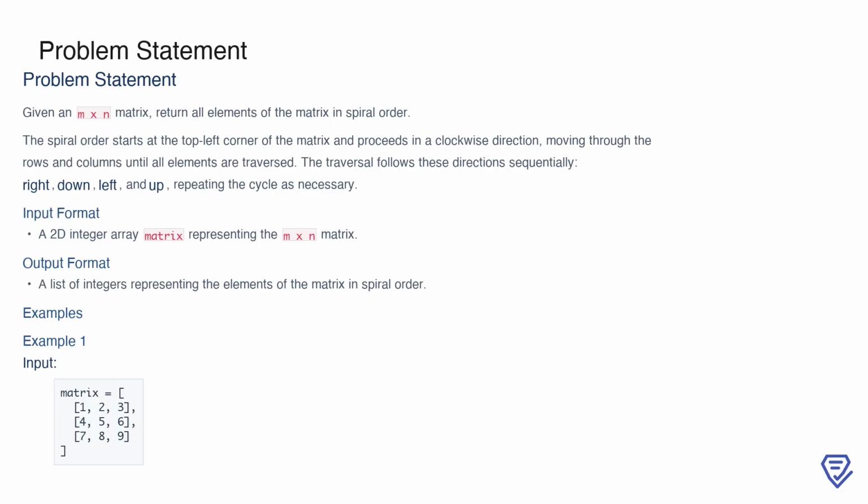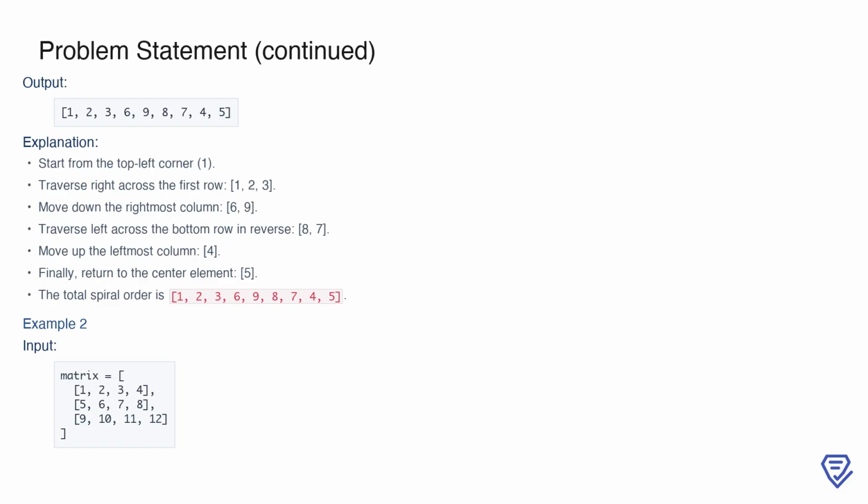The input will be provided as a 2D integer array representing the matrix, and the output should be a list of integers in the spiral order that the traversal produces. For example, consider the matrix shown here with 3 rows and 3 columns.